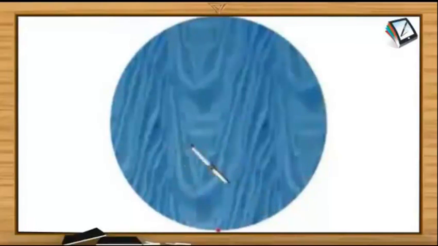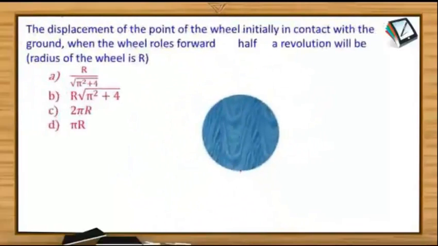As you know, in one complete revolution, this wheel moves forward by a distance equal to the circumference of the wheel. So in half a revolution, it will move by a distance half the circumference. So circumference is what? The distance traveled in this case will be half of that. So 2 pi r divided by 2. So half of that means pi r will be the distance traveled by the center of the wheel. But it is talking about the point which is in contact with the ground.